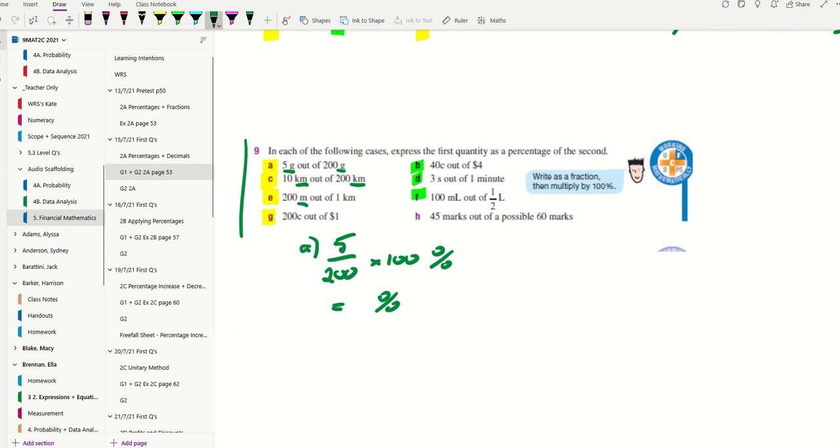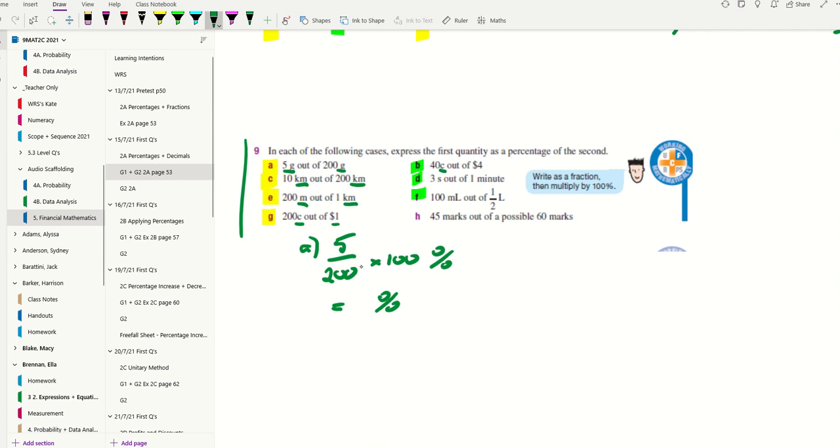Now this next one is metres and kilometres. So I suggest you change that 1 kilometre into metres. And then this last one is 200 cents out of $1. So again, for that last one, change your $1 perhaps to 100 cents. Now when you do that, your fraction is going to be 200 over 100. That is fine. Set that up, multiply it by 100 and see what answer you get.